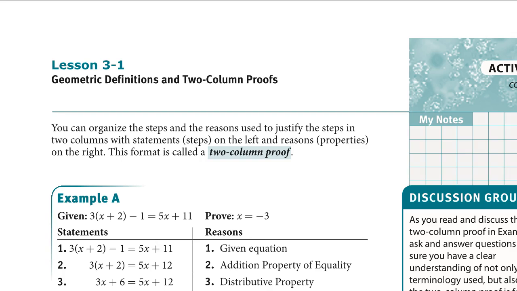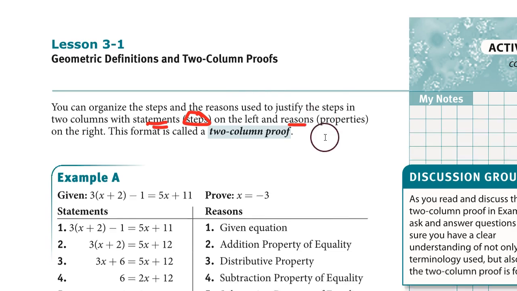In geometry class, we can organize our steps and our reasons used to justify the steps into 2 columns. The first column will contain statements, which are our steps of work, and the second column will contain our reasons, which are our justifications for the steps. This format is called a 2-column proof.